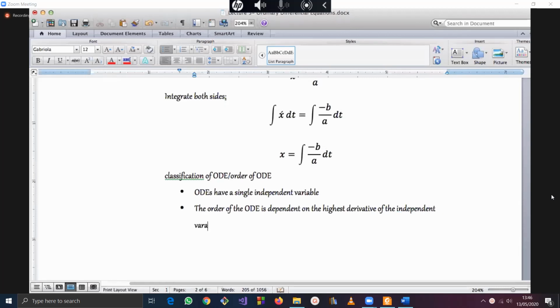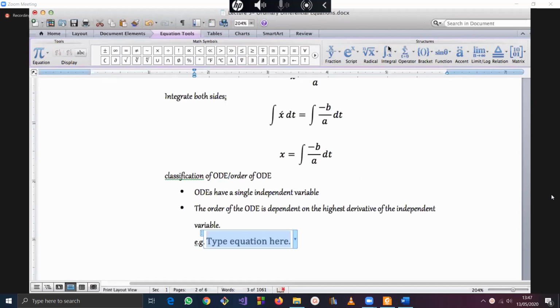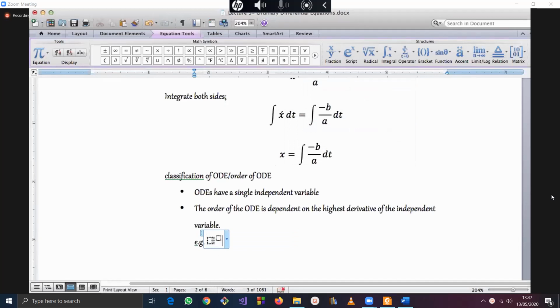Independent variable. Okay, so we can actually see an example. If I pick, let's say, let's write another equation here. Let's say we have an equation. Let's say here is X, and then plus something. Let's say plus AX is equal to 0.